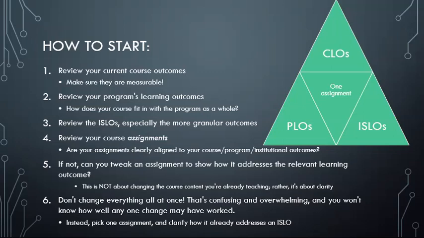So here's where you start. First, review your course learning outcomes. Make sure they're measurable. Then review your program's learning outcomes. How does your course fit in with the program as a whole? Then you review the ISLOs, and I would say particularly the more granular outcomes, so not just the big overarching ISLO 1, right? But what's the sub outcome that's more likely to apply in a single course?